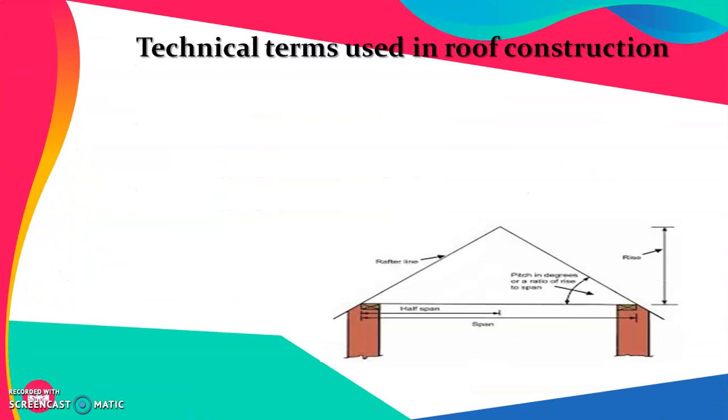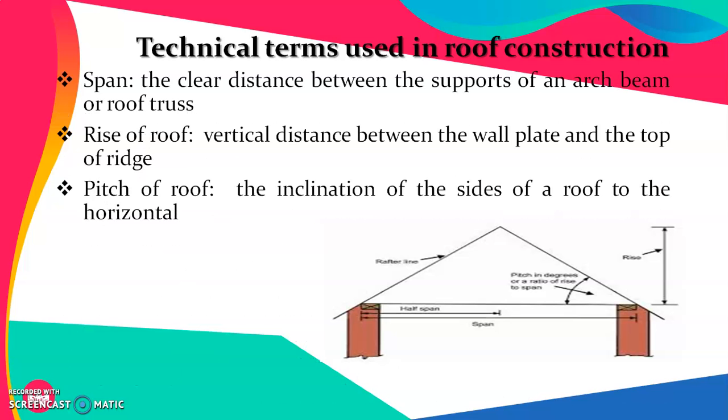Now let's try to understand the different technical terms used in roof construction. First is span. The clear distance between the supports of an arch, beam or a roof truss is called the span of the roof. Second is rise of roof. This particular term is used only in case of either curved or sloped roof. This is not applicable terminology for flat roof. So rise of roof means the vertical distance between the wall plate and the top of ridge.